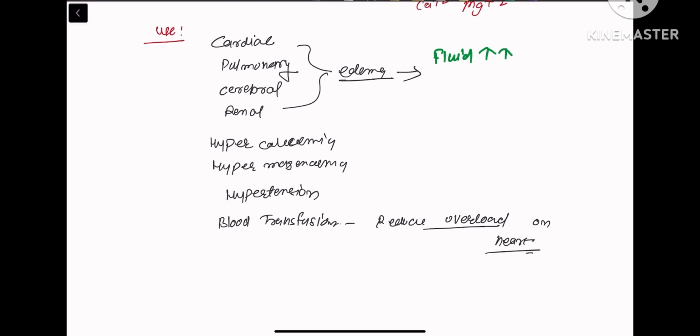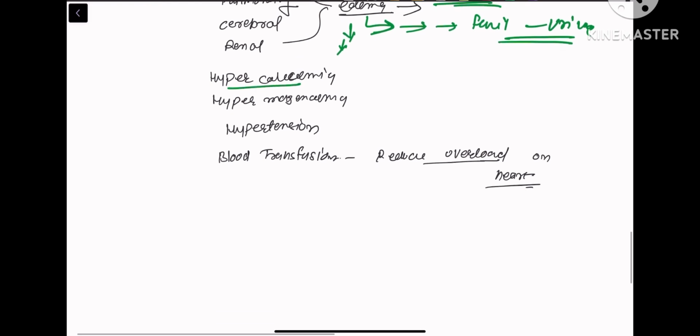Fluid is increasing in this condition, and now we want to discard this excessive fluid which is accumulated in the body. So the diuretics will excrete the fluid into urine. So it will reduce the edema.